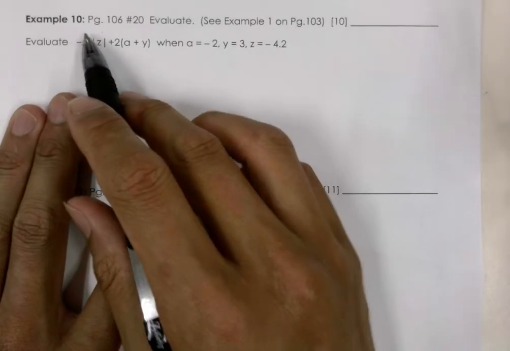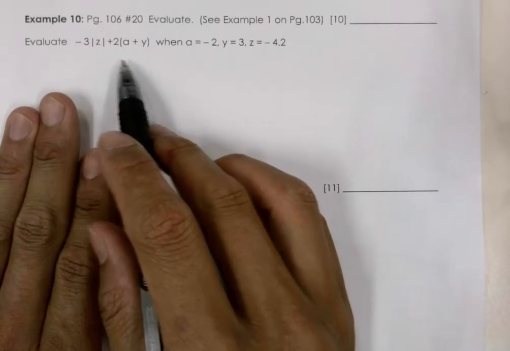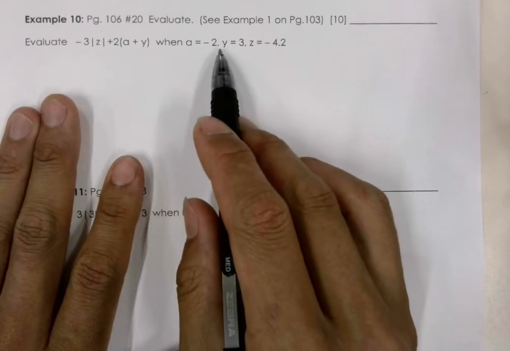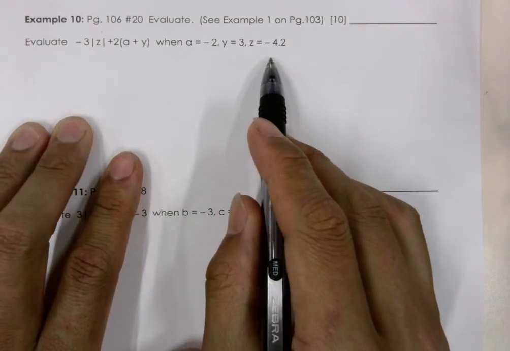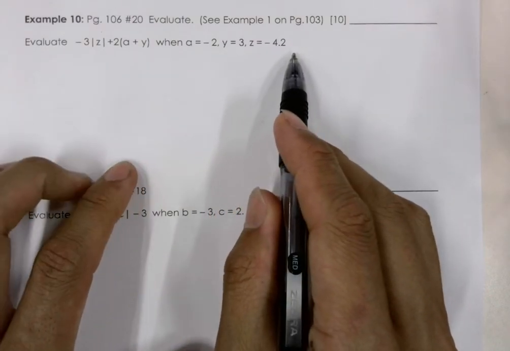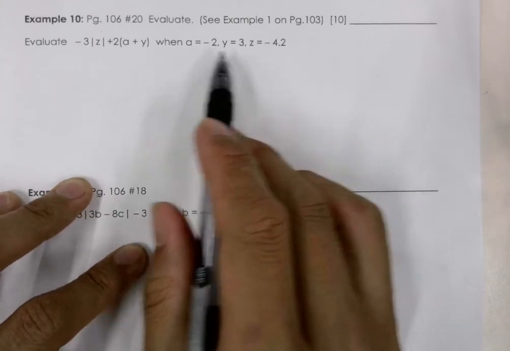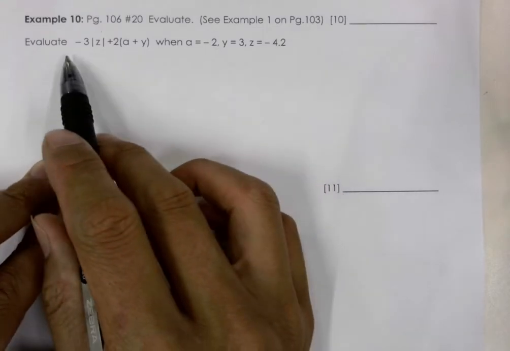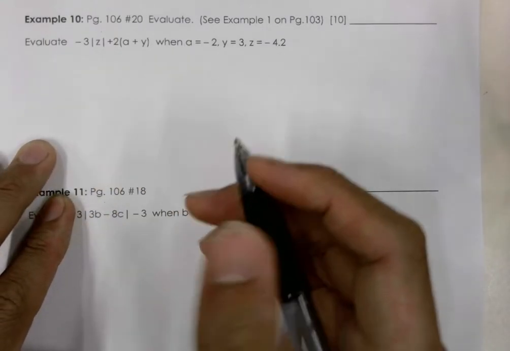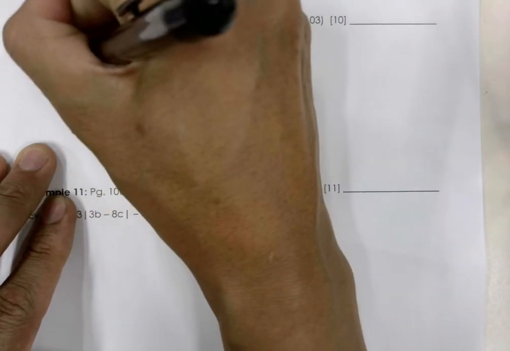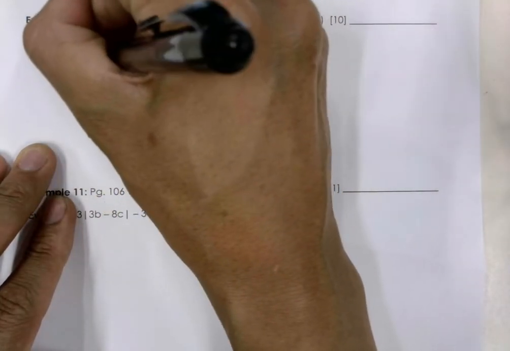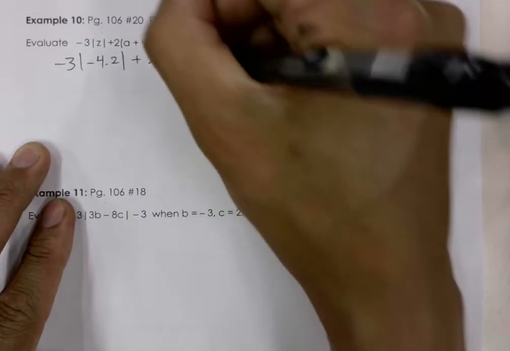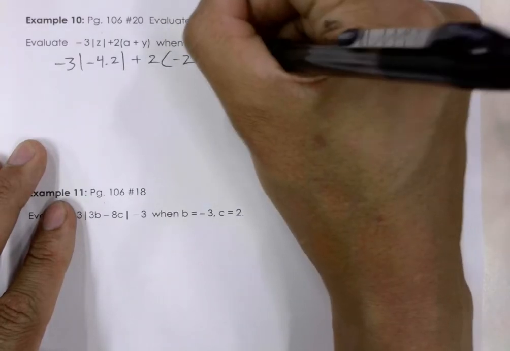In example 10, we're asked to evaluate this expression when a is equal to negative 2, y is equal to 3, and z is equal to negative 4.2. So the first step would be to substitute in the values for all of these variables into the expression. And if we do that, we will get negative 3 times the absolute value of negative 4.2 plus 2 parentheses negative 2 plus 3.